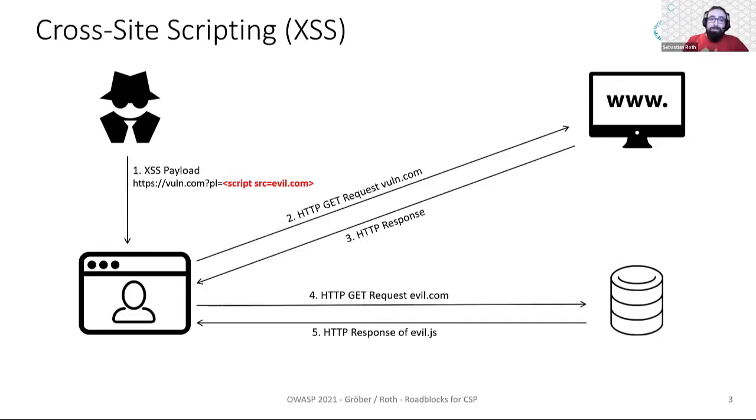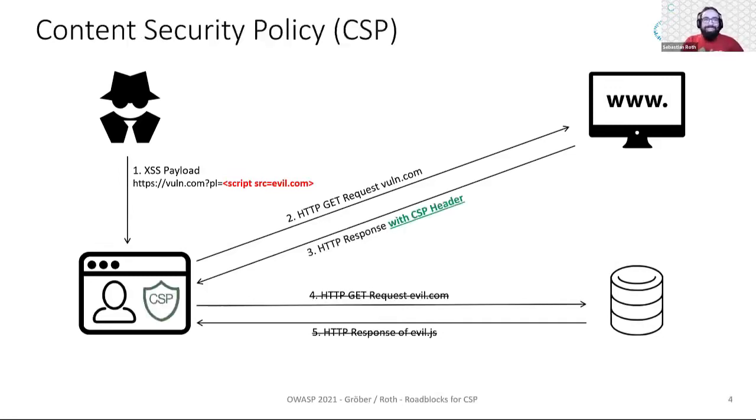That's where CSP kicks in to mitigate the effect of those markup injections. And it basically acts as a last line of defense against those attacks. It is basically a list of trusted JavaScript sources that are allowed to be loaded and executed by the browser. So as soon as the server has a correct CSP header in the response, the evil script is not even requested by the victim's browser.